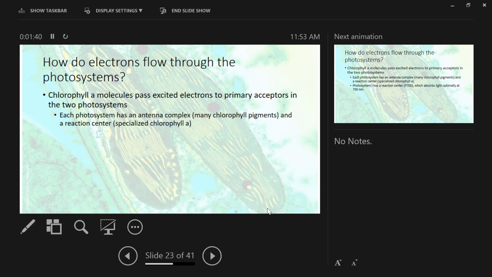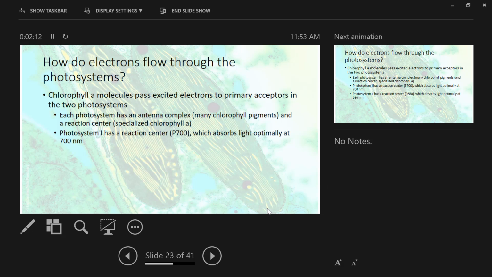And so usually when you see a cartoon representation of this, it's nothing like what it actually looks like, but it visually helps you to understand a little bit better as electrons are moving, which is nice, right? Sometimes models are not entirely accurate, but are helpful because they're not entirely accurate. So each photosystem has an antenna complex, a whole collection of chlorophyll pigments, and then a specialized chlorophyll pigment in the middle called the reaction center.